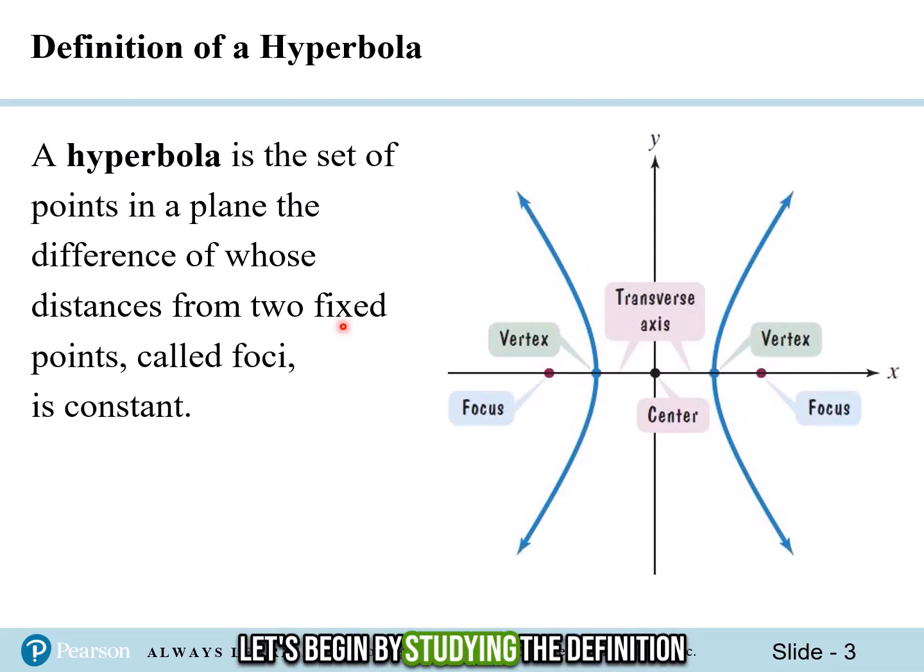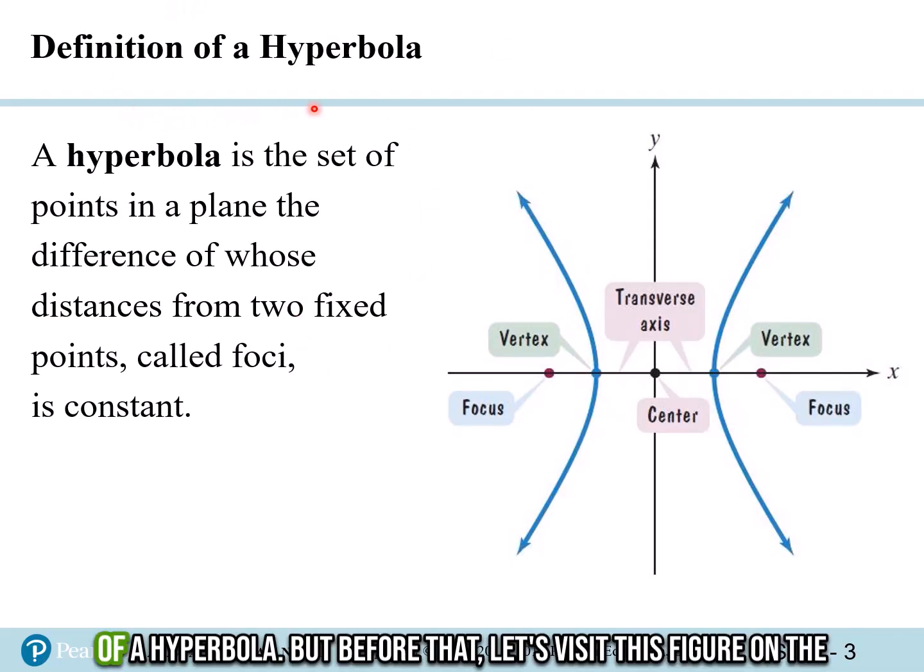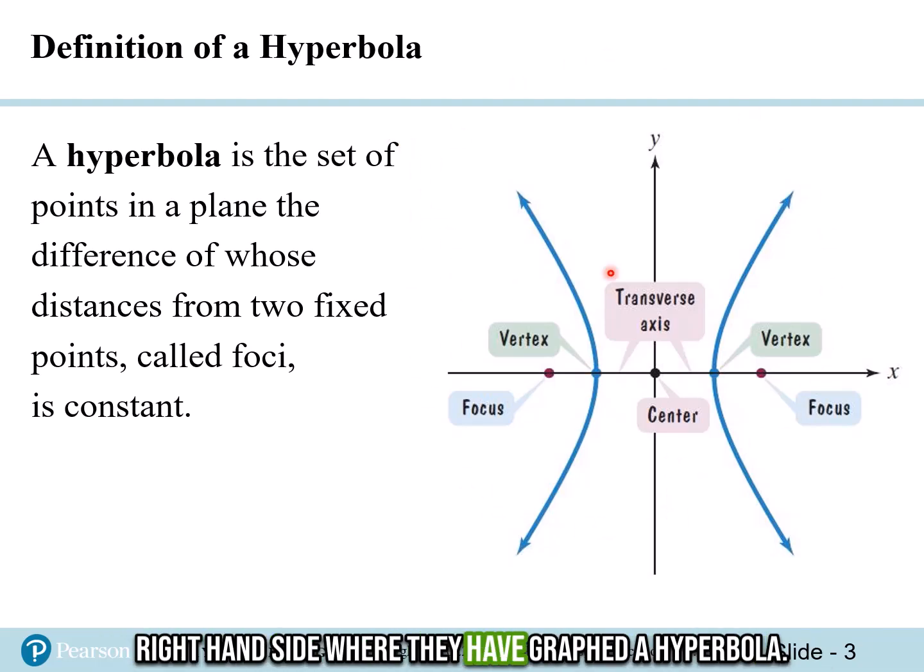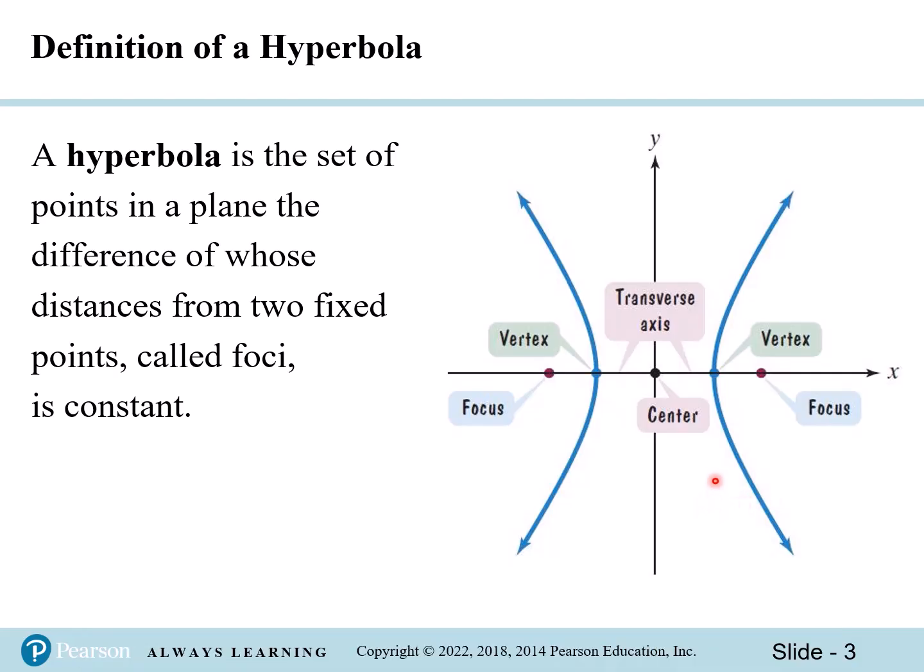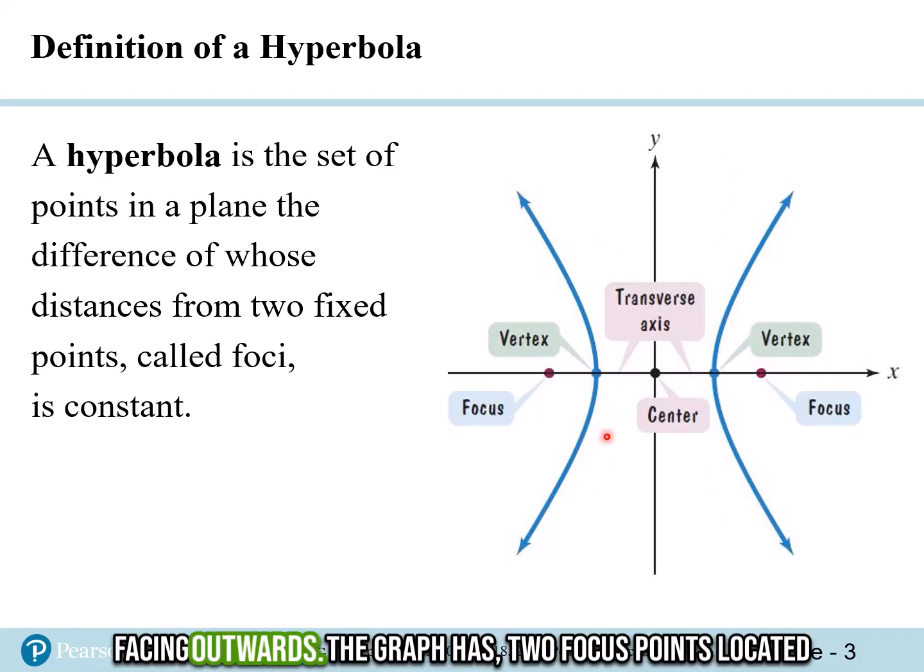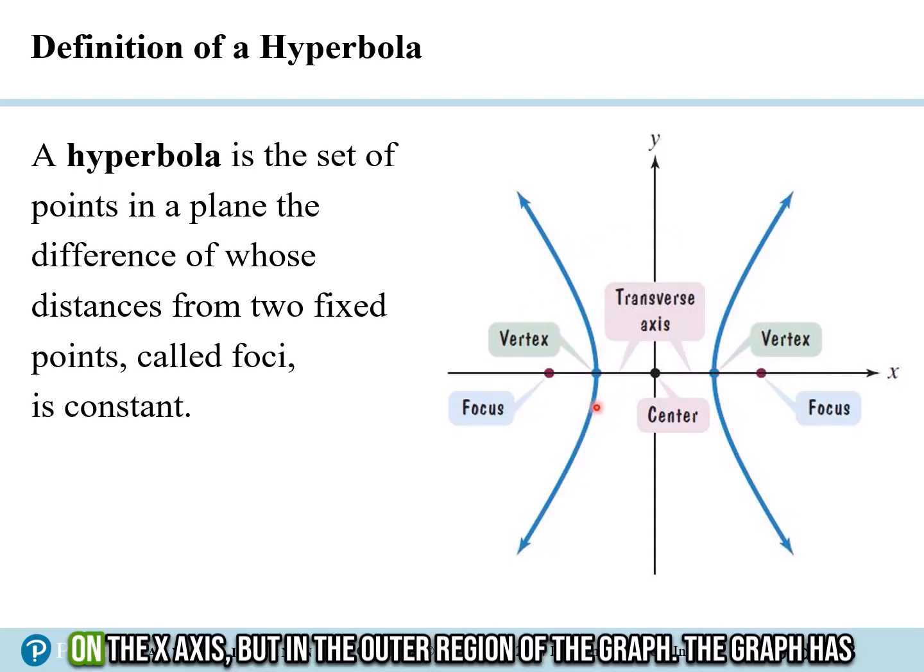Let's begin by studying the definition of a hyperbola. But before that, let's visit this figure on the right-hand side where they have graphed a hyperbola. Hyperbolas always come in pairs. The shape of the graph of the hyperbolas is arc-shaped, facing outwards. The graph has two focus points located on the x-axis, but in the outer region of the graph.